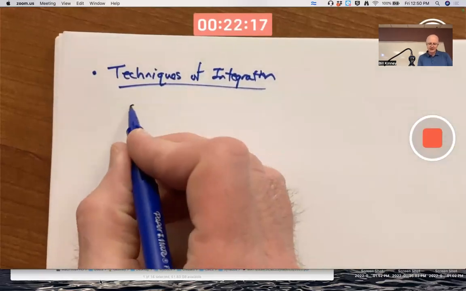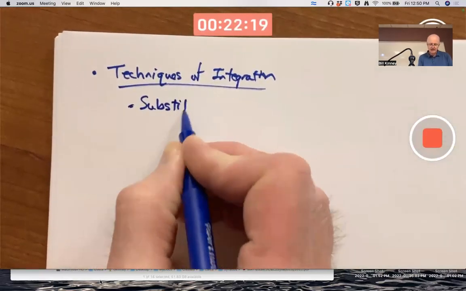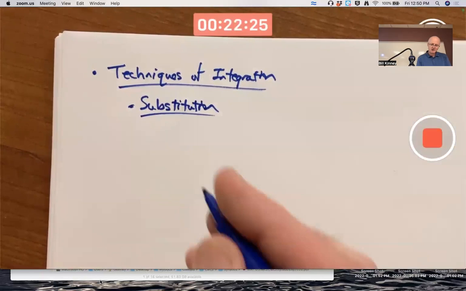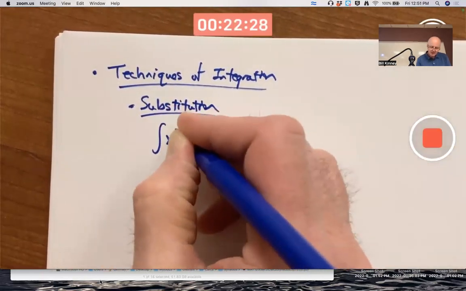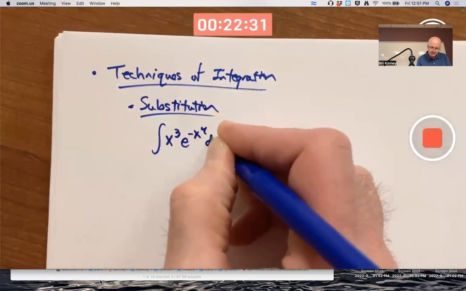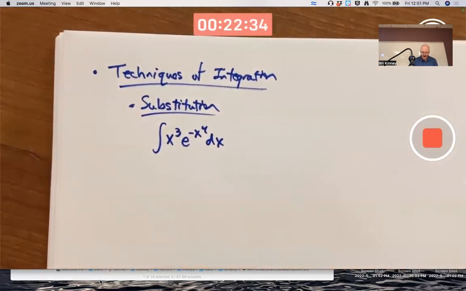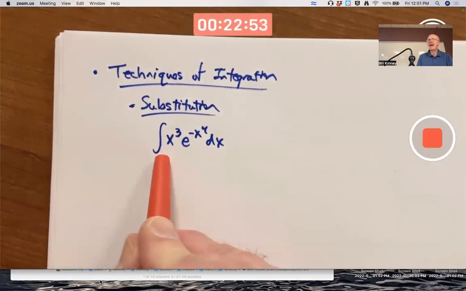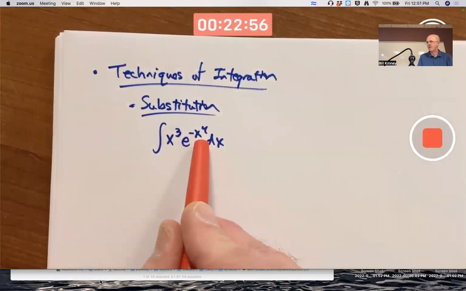Techniques of integration, starting with substitution. Say you're integrating x cubed e to the negative x to the fourth. Looks like a really hard integral to do, doesn't it? But just take a breath. Looks are a little deceiving. This is much easier than it looks. In fact, it's easy enough that if you've practiced this enough, you could even guess the answer. Because you look at that x cubed and say, hey, that's almost the derivative of, say, negative x to the fourth.